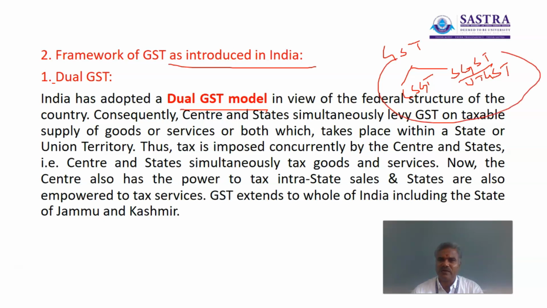They are the dual, one and two. That's why it is called the dual GST model, because we are collecting two taxes. One is for the central government, another one is for the state government. CGST is for the central government, SGST for the state government, UTGST for the union territory.